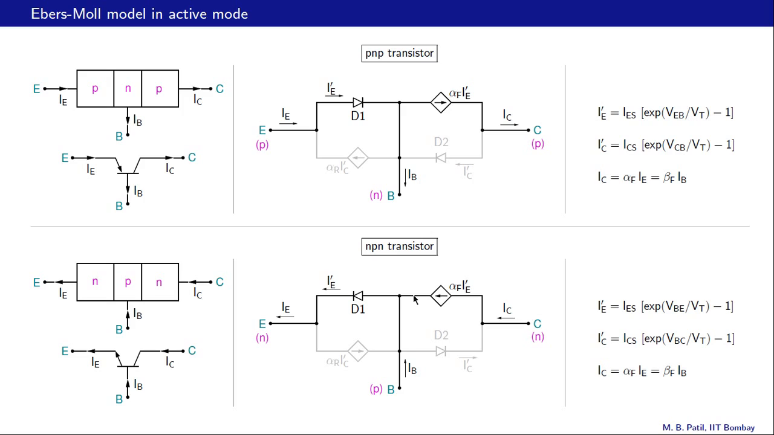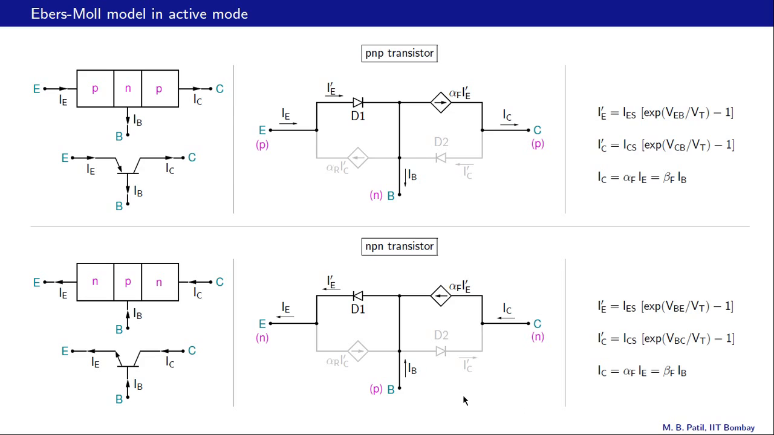Now in both of these cases, IE becomes equal to IE prime, and IC becomes equal to alpha times IE prime, and that's the same thing here, except for the directions of the current. IE and IE prime are the same, and IC and alpha IE prime or alpha IE are the same. So this slide only shows that the Ebers-Moll model does reduce to the BJT model in the active mode that we considered earlier. So it's a special case of the Ebers-Moll model.